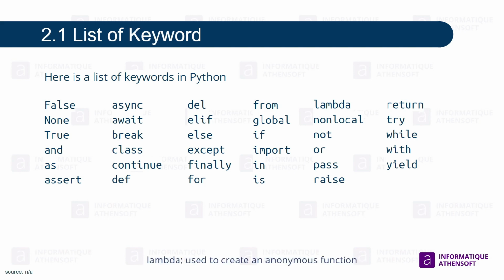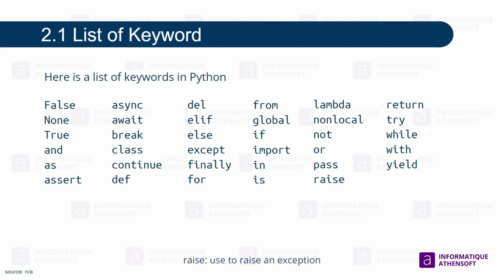Lambda, used to create an anonymous function. Nonlocal, used to declare a non-local variable. Not, a logical operator used to invert the truth value. Or, a logical operator used to combine conditional statements. Pass, a null statement, a placeholder for future code.